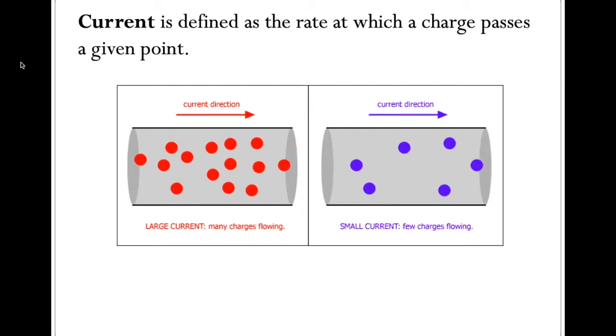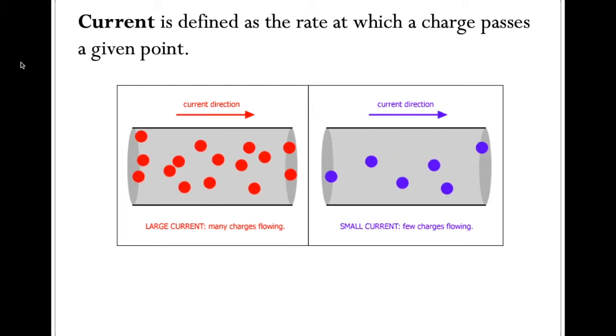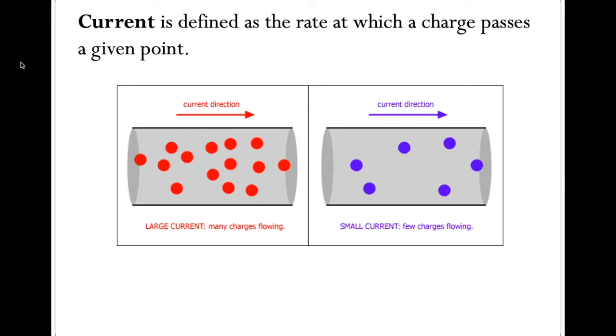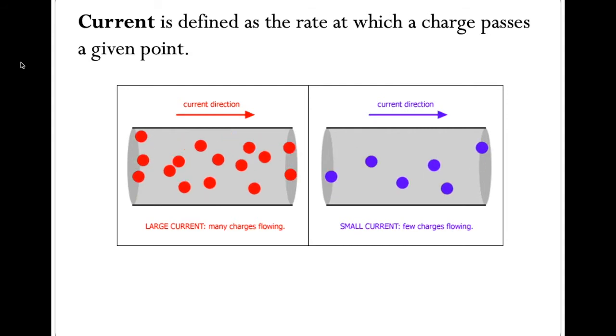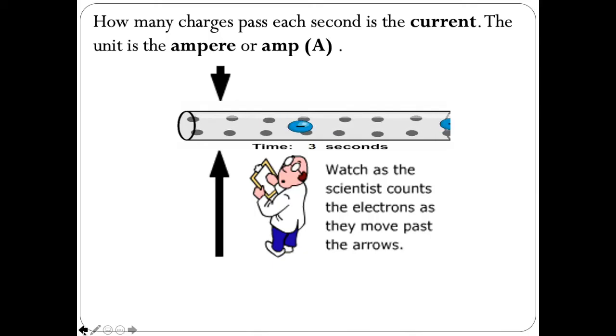Sometimes there can be too much current for that wire or for that conductor. It can get too hot and even start a fire. If you could count how many charges pass each second, that's the current. The unit is the ampere, or most people just shorten it to amp. So if the scientist could watch and literally count those electrons, 1, 2, 3, 4, he would be counting the current. But since we can't see electrons, we have to use a machine to do that for us.